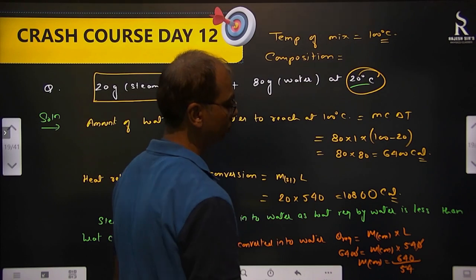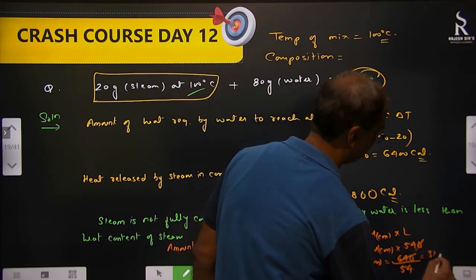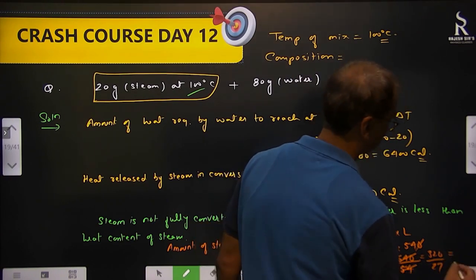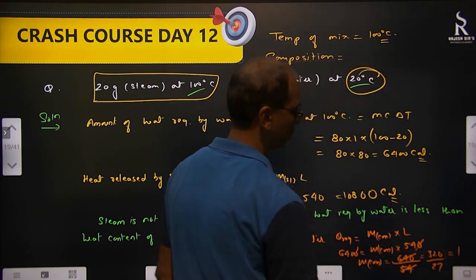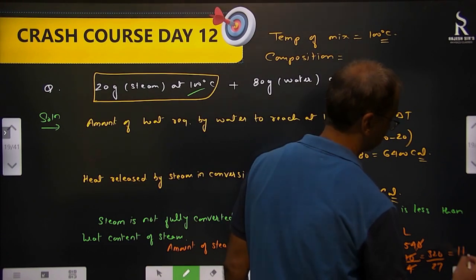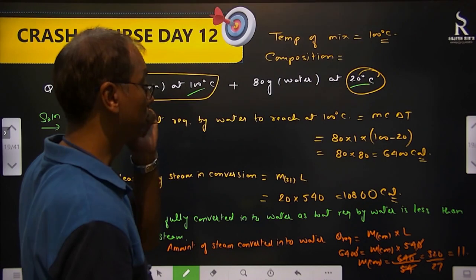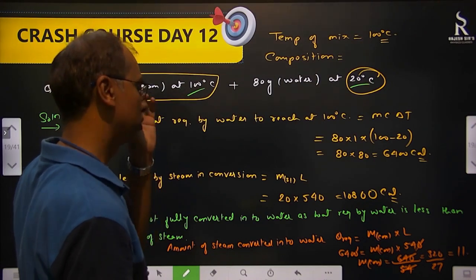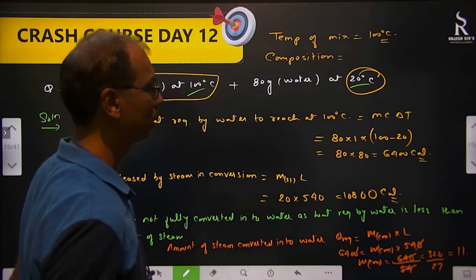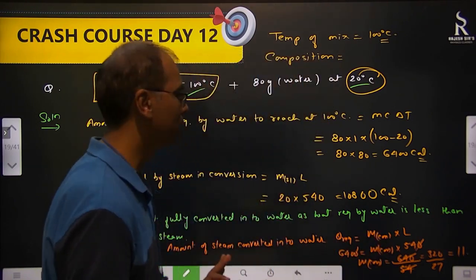Okay. So 320 by 27 is coming. How much is going to be here? 27 goes once, and 5, 5 will come. Again, point, it will be 23, 230. Okay, some 11 point something. So 11 point something gram of steam needs to be converted into water.